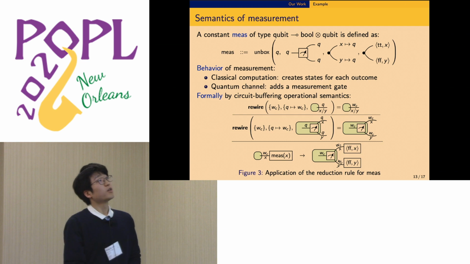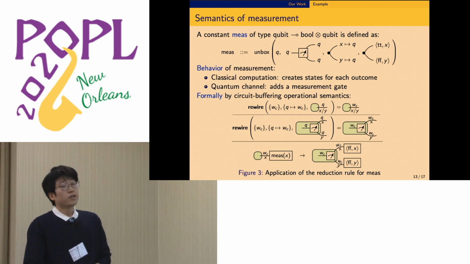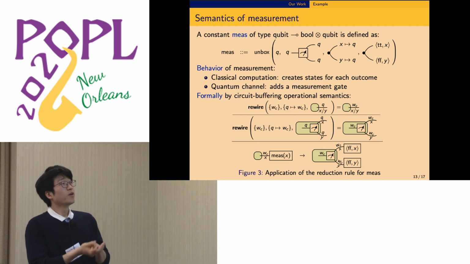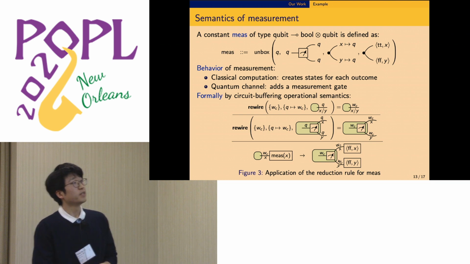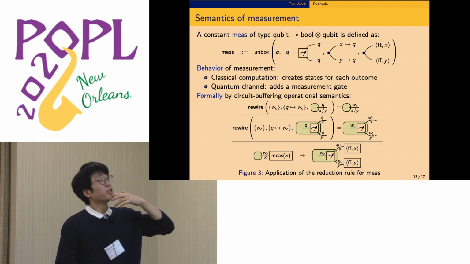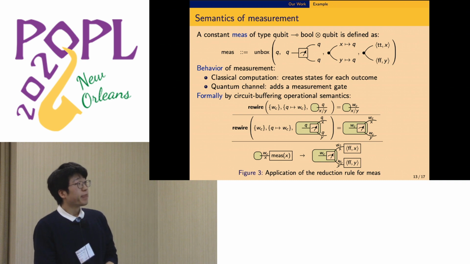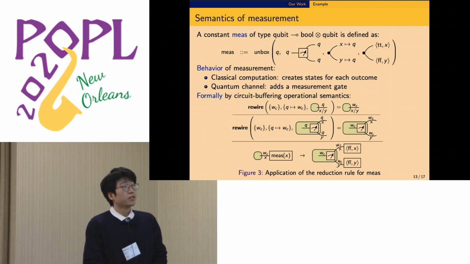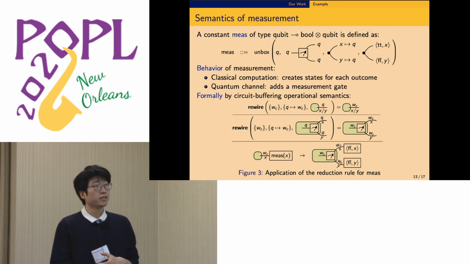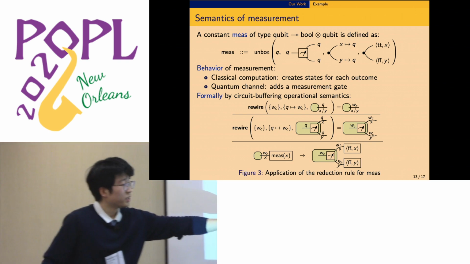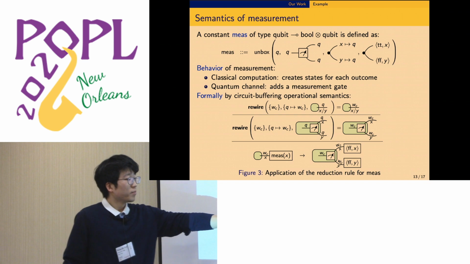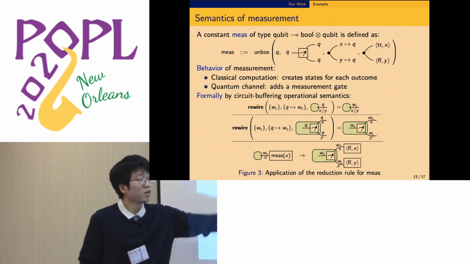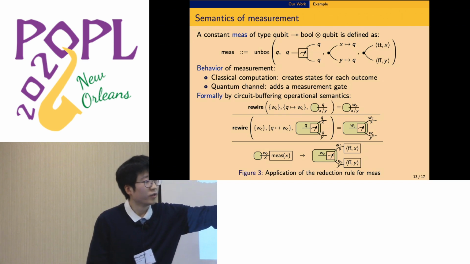So now we give some examples. First, we want to show how we formalize a measurement in our language. Measurement is a constant defined as here. Its behavior is that it creates a state for each outcome in the classical computation, and on the quantum side, it adds a measurement gate. And you can see the measurement X term reduced to the quantum channel, including measurement inside, with two terms.